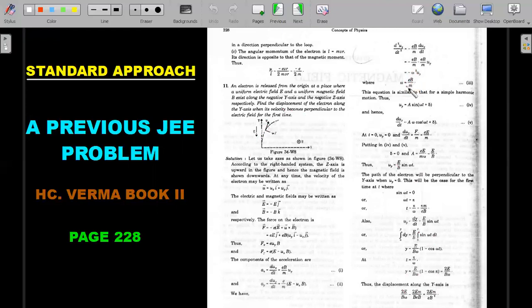You could see this qB by m, right? Q is the charge. Along with that, the maximum value of the velocity in the y direction would be a ratio of E and B. So all these factors can be utilized in the rotational analog.